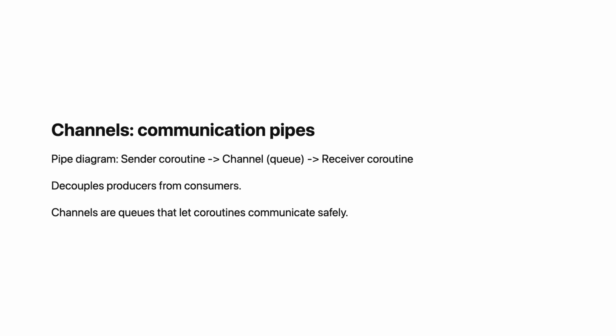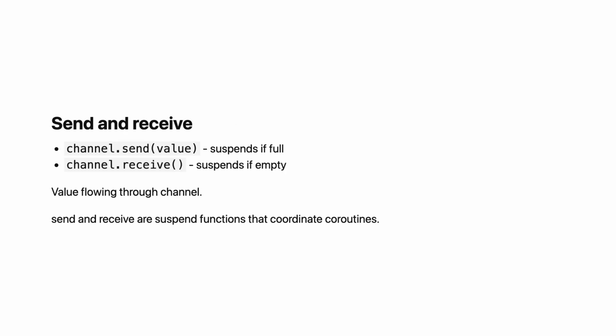Send puts a value into the channel. channel.send(value). This suspends if the channel is full. The coroutine waits until there is room. Receive takes a value from the channel. value = channel.receive(). This suspends if the channel is empty. The coroutine waits until a value arrives. Both operations are suspend functions. They pause the coroutine, not the thread. Send and receive can happen in different coroutines. One sends, another receives. The channel coordinates them.